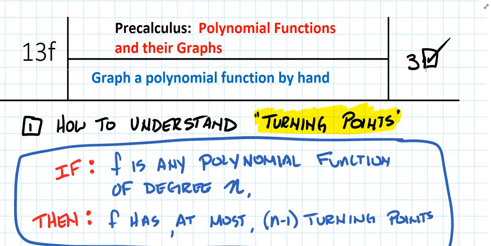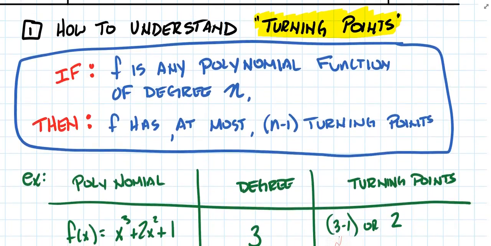Okay, welcome to Precalculus Concept 13F. We're going to graph a polynomial function by hand. There's 3 boxes. Before we can learn to graph a function by hand, though, we have to understand this thing called turning points. Okay? Turning points.